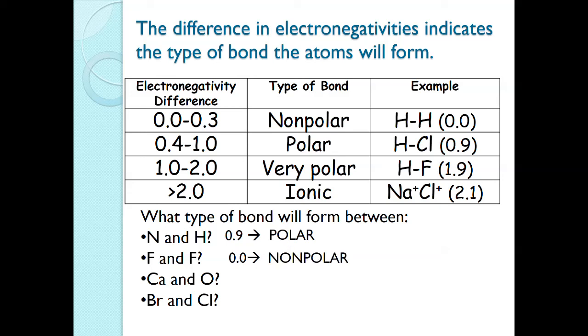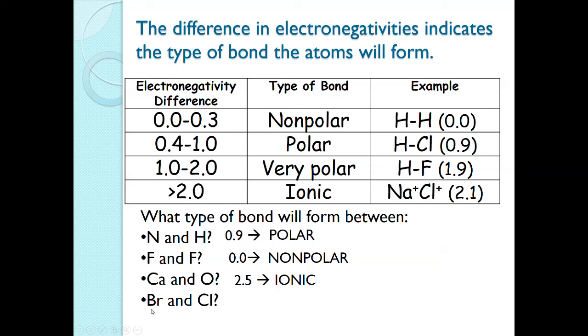Okay, so calcium and oxygen. Calcium has an electronegativity of 1, and oxygen has an electronegativity of 3.5. So 3.5 minus 1 is 2.5. So that means we have an ionic bond. But remember, if you have a metal and a nonmetal, it's given that it's an ionic bond.